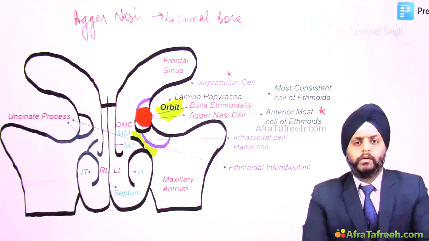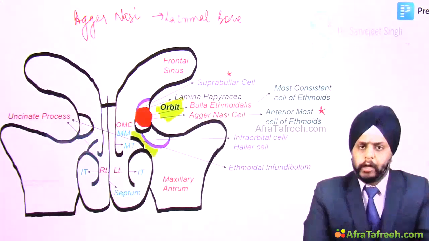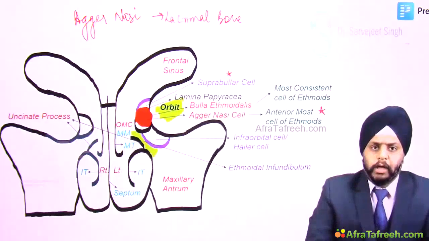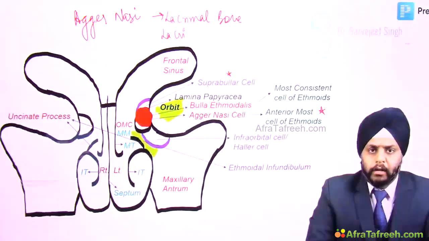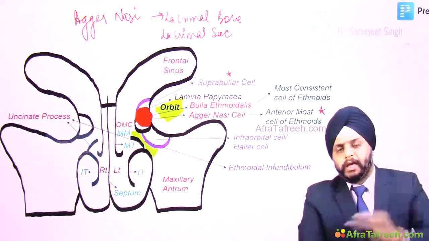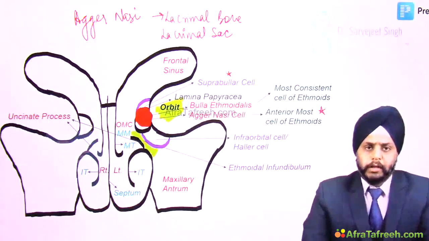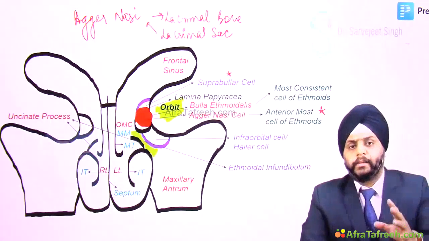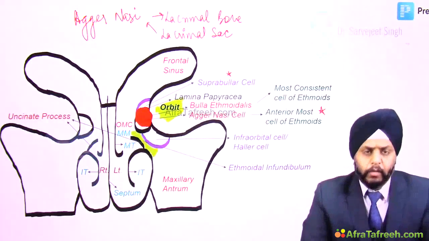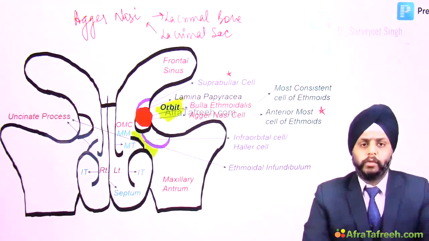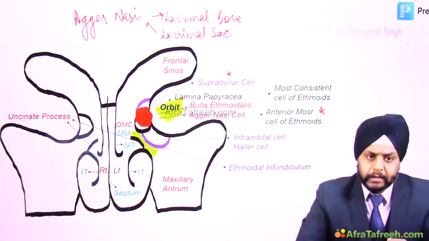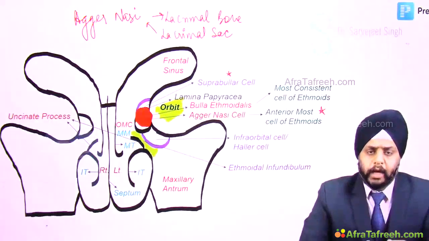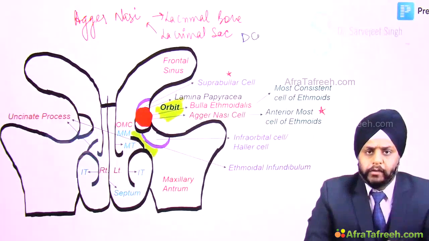Okay, and we know on the lateral aspect of the lacrimal bone, we have the lacrimal sac also. So we have the lacrimal sac lateral to the lacrimal bone. That means Agar-Nezae cell is in close proximity to lacrimal sac also. So which surgery do we do on the lacrimal sac? On the lacrimal sac, we do the surgery that is known as DCR, dacryocystorhinostomy.